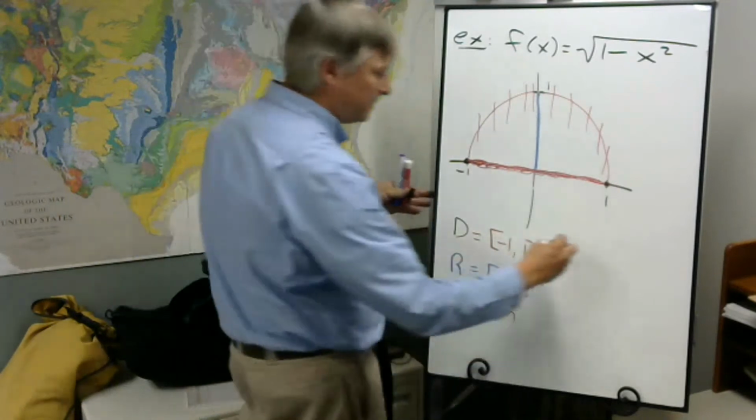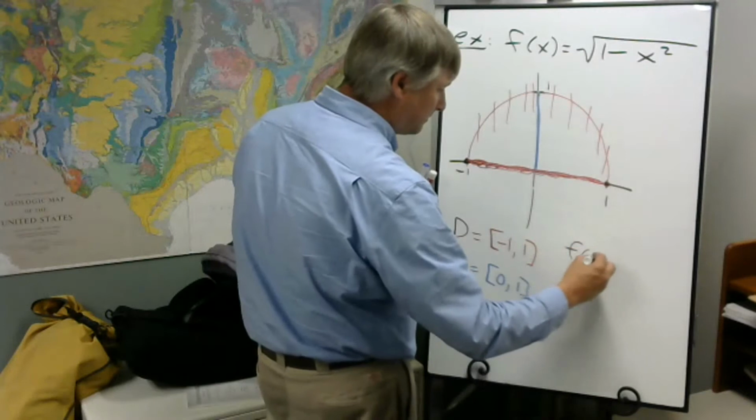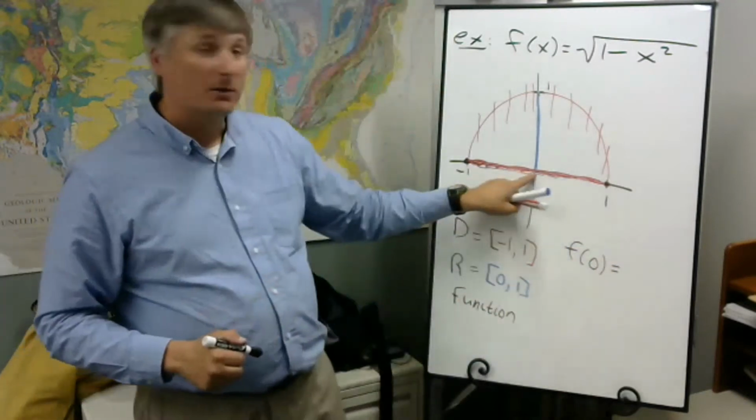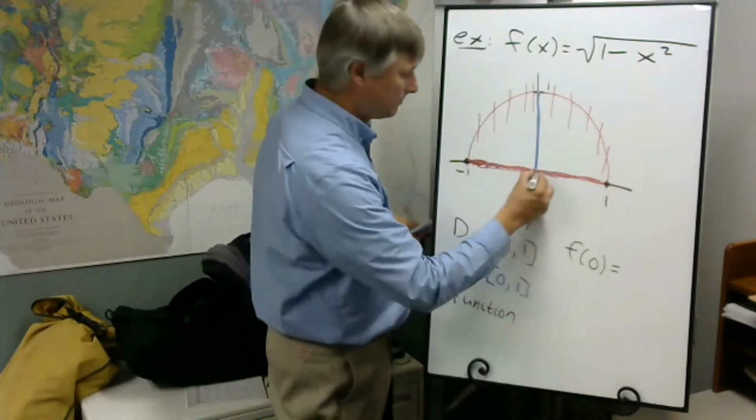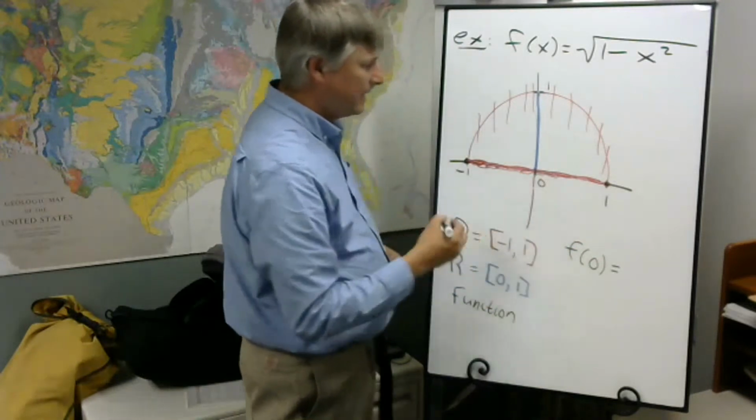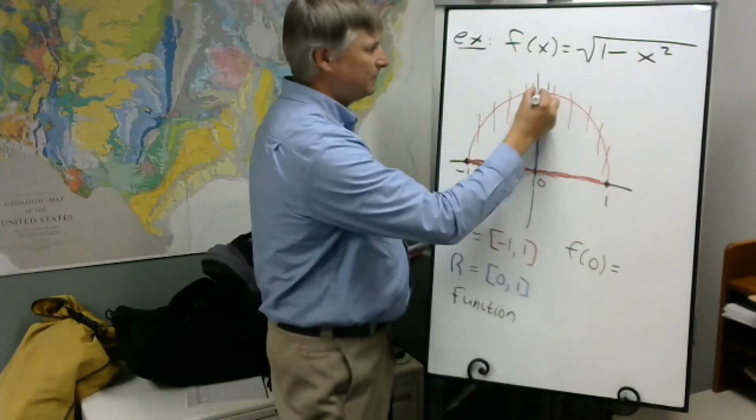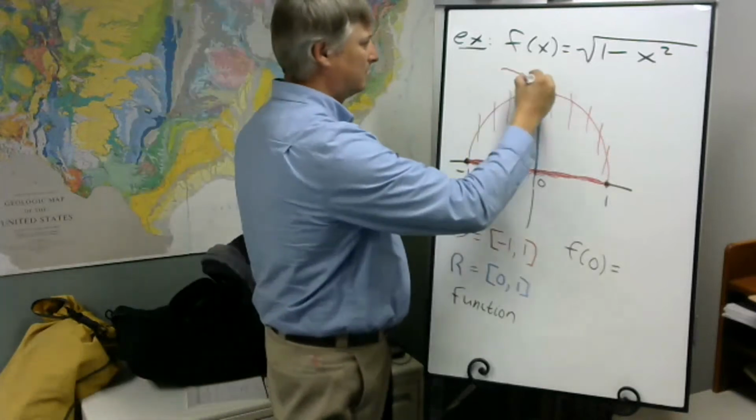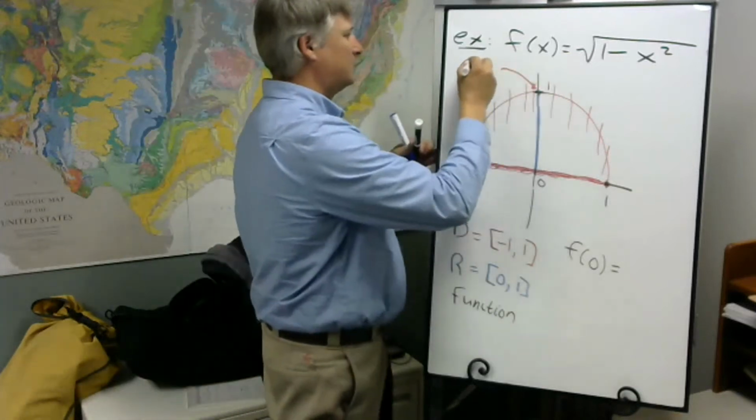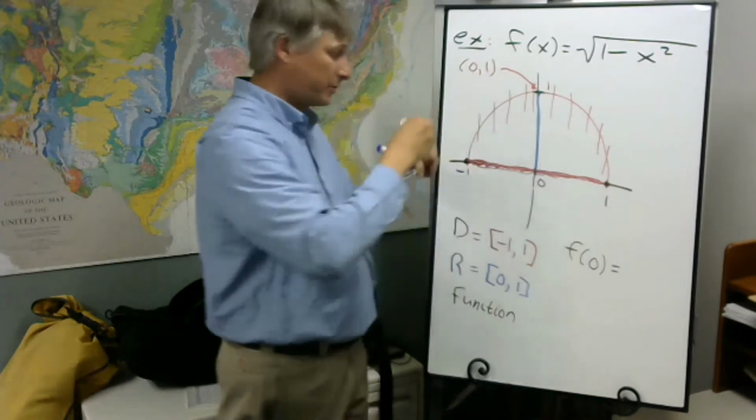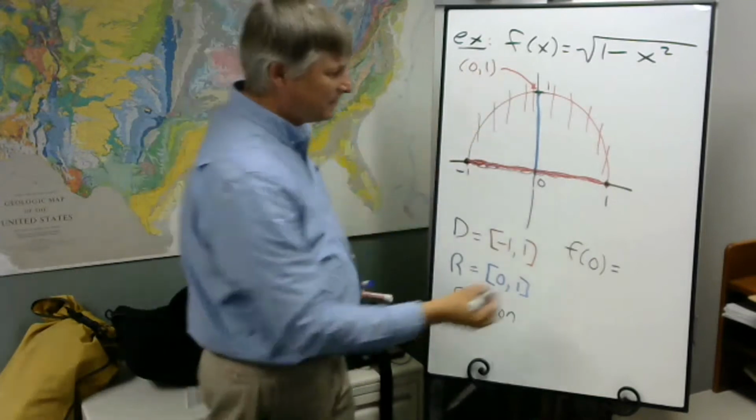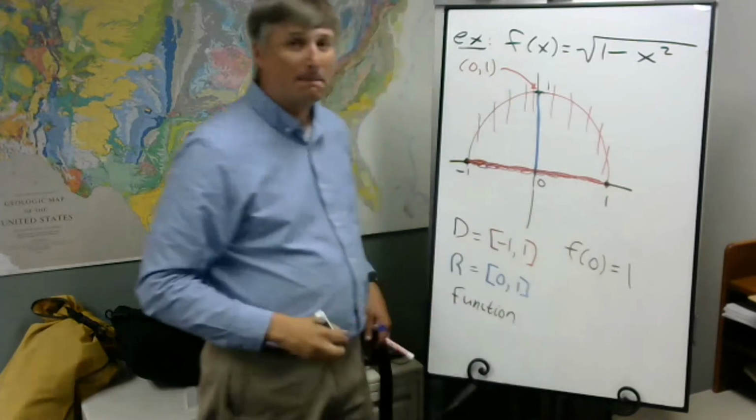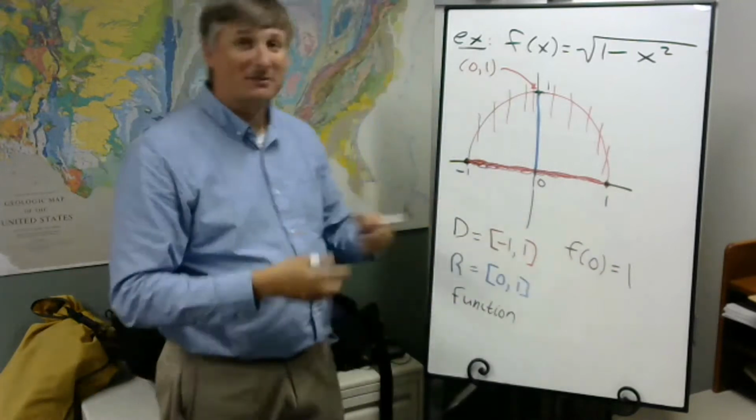Finally, let's ask, what's f of 0? Well, here's x equals 0. And at x equals 0, this has a value of 1. So that's (0, 1), the ordered pair. So that means f of 0, input 0, you get output of 1. And that's it.